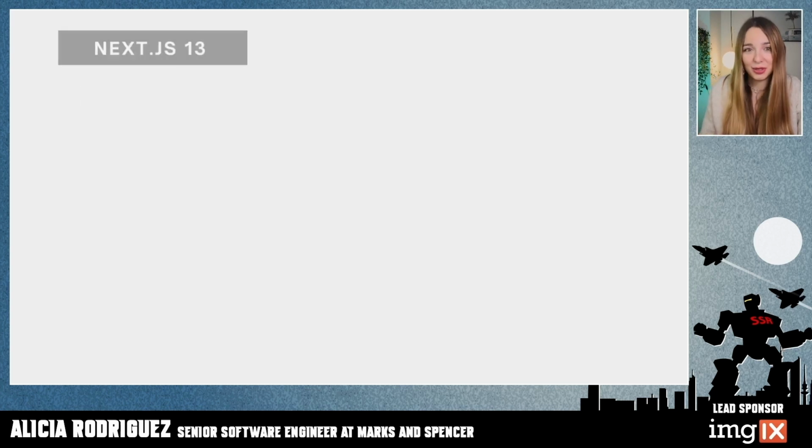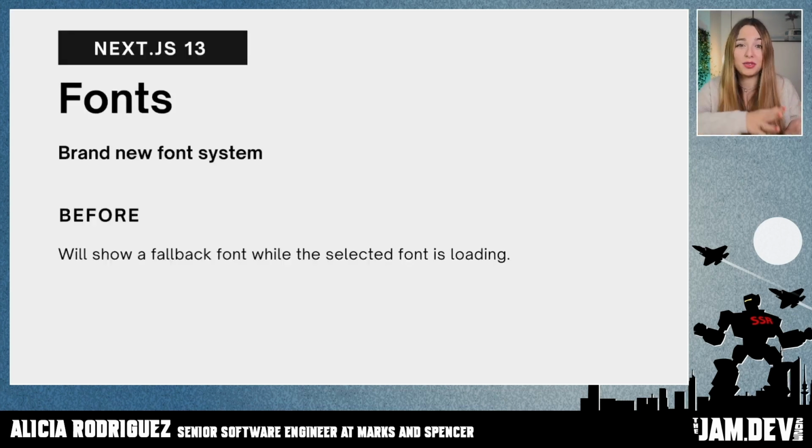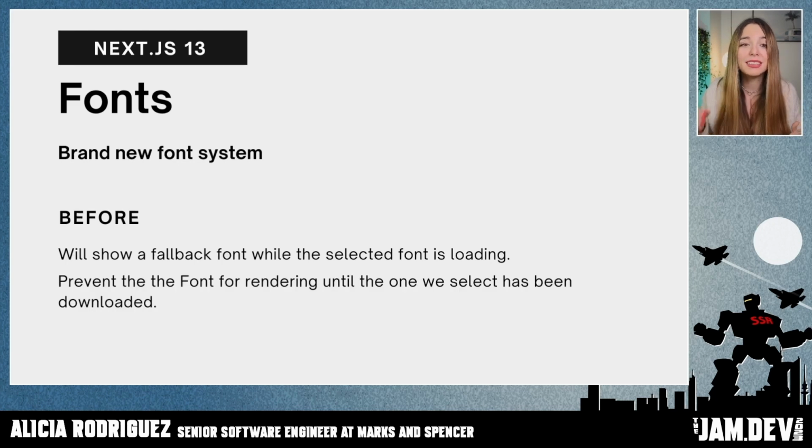Okay, now let's look into fonts. Next.js 13 introduces a brand new font system. When loading a font in our app, we can run into performance issues. In Next.js 12, the browser would show a fallback font, a default font, while it's downloading our font. And this sounds good, but this will produce a blink and a layout shift when this change takes place. If we wanted to avoid this, we could prevent the font from rendering until the one we selected has been downloaded. But this is not great either.